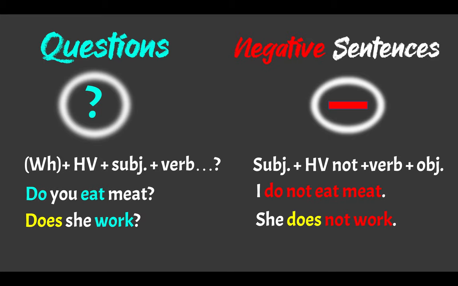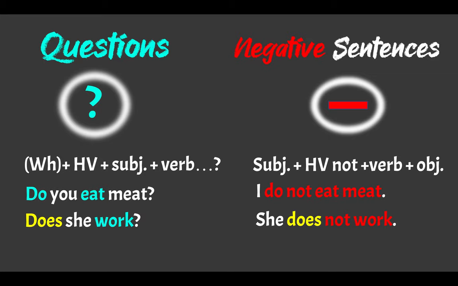What about a negative sentence? Well, for negative sentences, we need the subject, plus the helping verb or auxiliary verb, plus not, because it's negative, plus the base of the verb, plus the object, if you have an object.